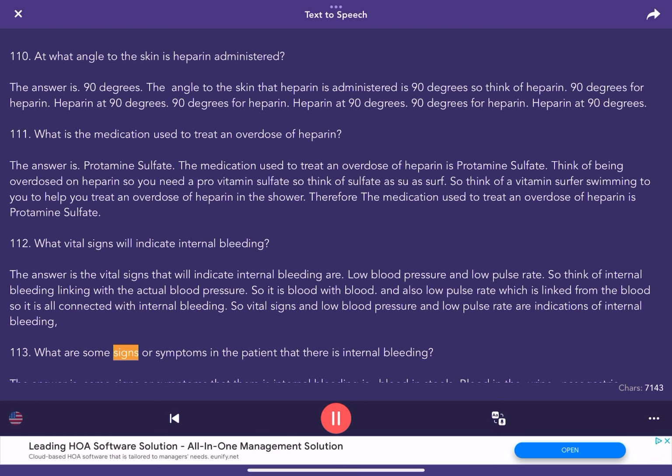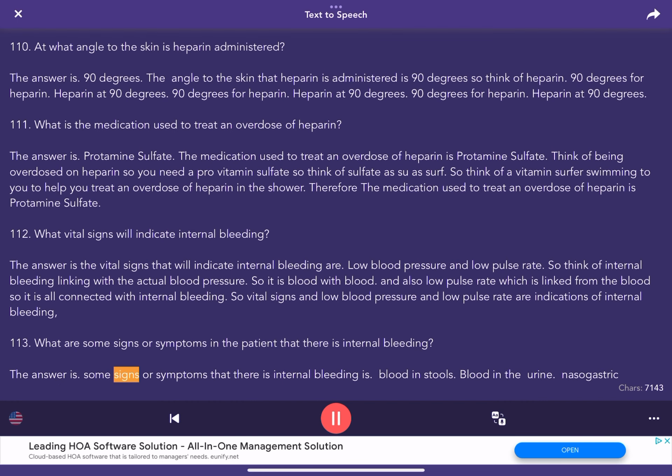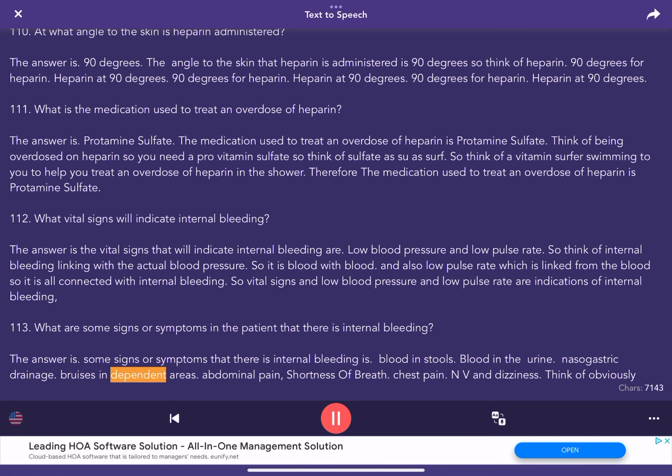113. What are some signs or symptoms in the patient that there is internal bleeding? The answer is some signs or symptoms that there is internal bleeding are blood in stools, blood in the urine, nasogastric drainage, bruises in dependent areas, abdominal pain, shortness of breath, chest pain, nausea and dizziness.